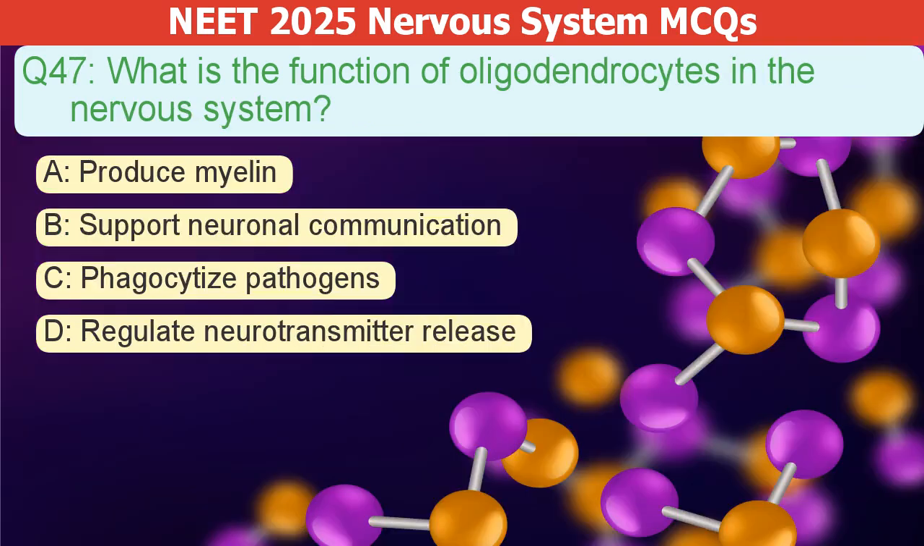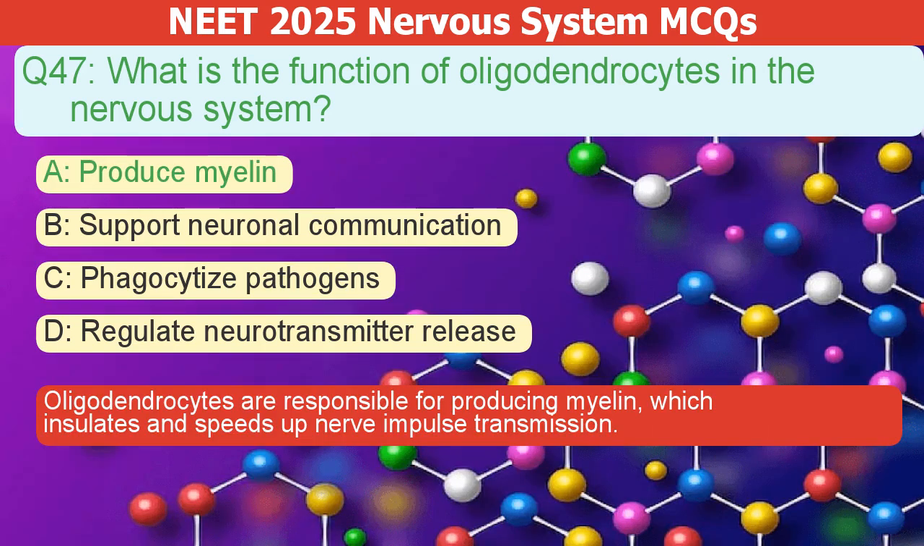What is the function of oligodendrocytes in the nervous system? A. Produce myelin. B. Support neuronal communication. C. Phagocytize pathogens. D. Regulate neurotransmitter release.